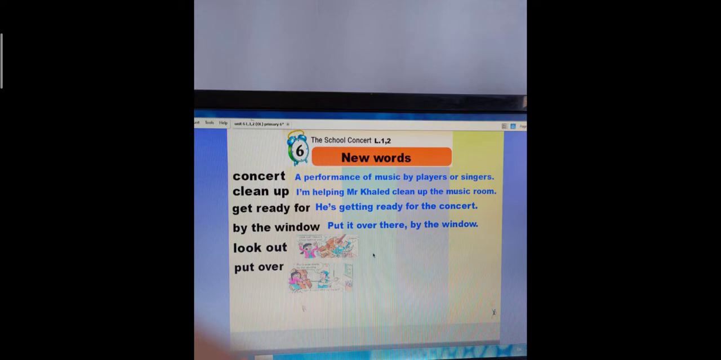By the window. By here is a preposition and it means next to. By the window means next to the window. So put something by the window means put it over there by the window. This is the example for this expression. Look out, this is an expression. It means watch out or be careful. Put over means to put something somewhere. For example, put this chair over there. So again we have concert, clean up, get ready for, by the window, look out, and put over.